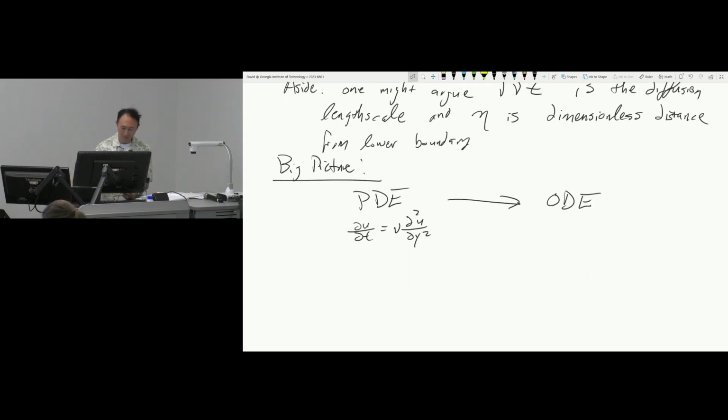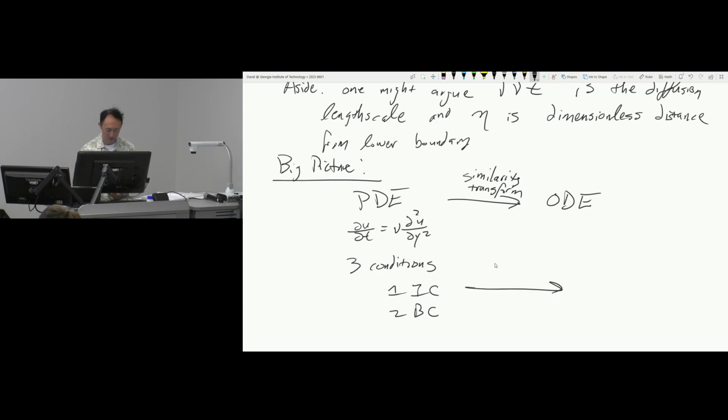And from this, what we call the similarity transform, which is just a fancy word for we're going to write it in terms of eta instead of u, y, and t. And the three conditions that we had, which were one initial condition and two boundary conditions, are going to have to collapse. Because one of them is going to collapse to one condition, and we're going to get two boundary conditions. Because remember, because we have a similarity variable that has t in it, we don't really have a time-dependent problem anymore.